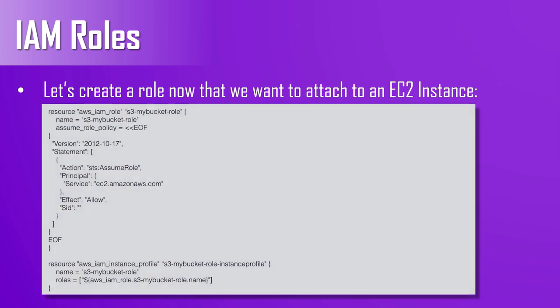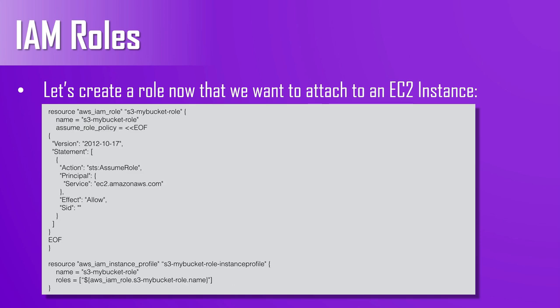Here we can see the aws_iam_role, the s3-mybucket-role, with a role policy that says this role is going to be used for EC2. I then create an aws_iam_instance_profile with the same name as this role. This is just a technicality. If you use the AWS console, then you don't even see the difference. This aws_iam_instance_profile is attached to this role, and this is the instance profile that we are going to refer to in our instance creation.